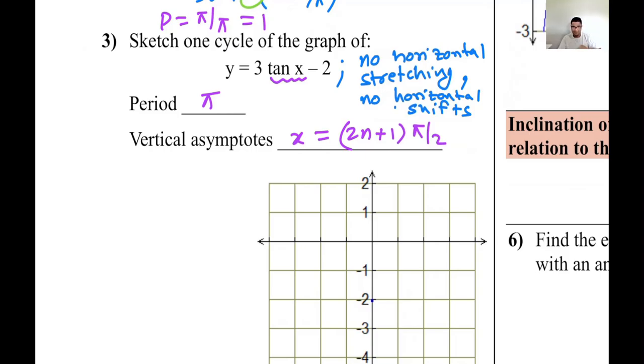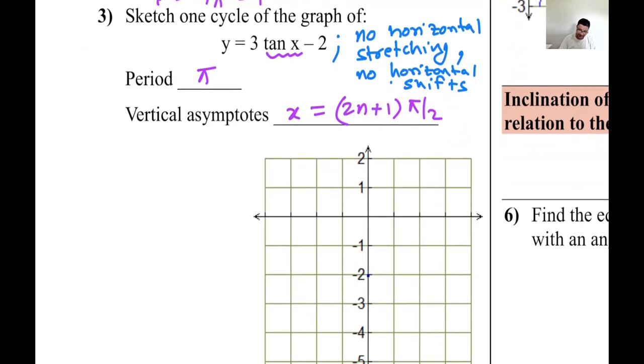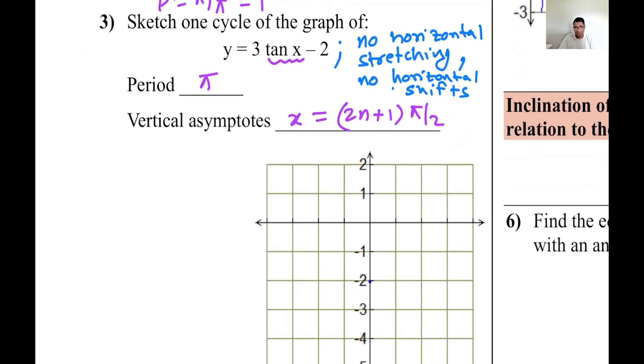Hence, the period and the vertical asymptotes are the same as your original tan function. Then what has changed? Not even the range. You think about it. Range is still negative infinity to infinity, because multiplying by some number or subtracting some number doesn't change infinity to infinity, right? So that also remains the same.